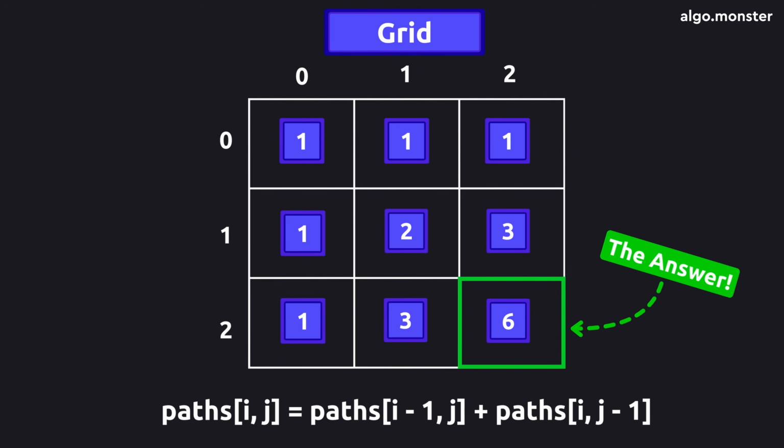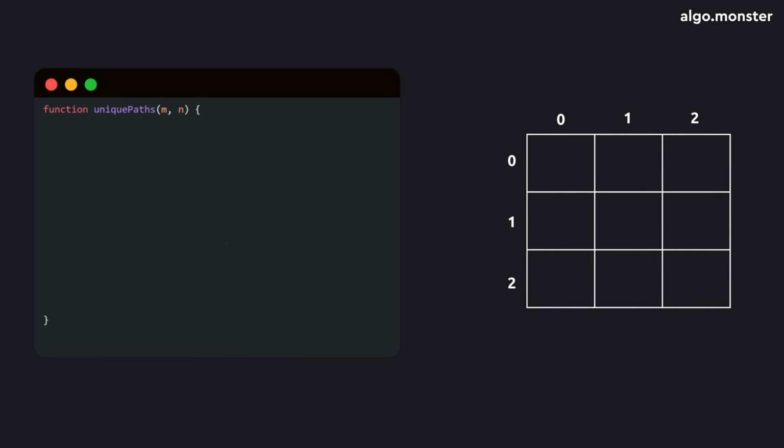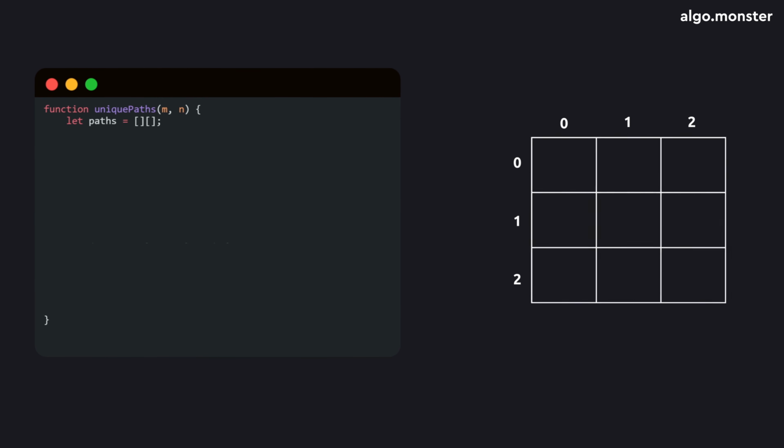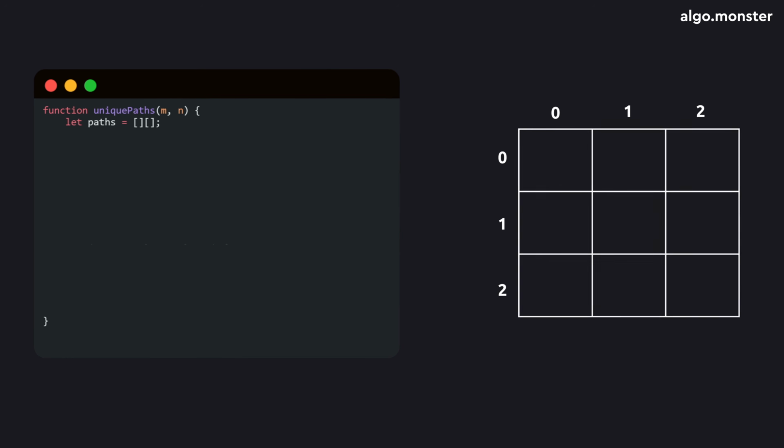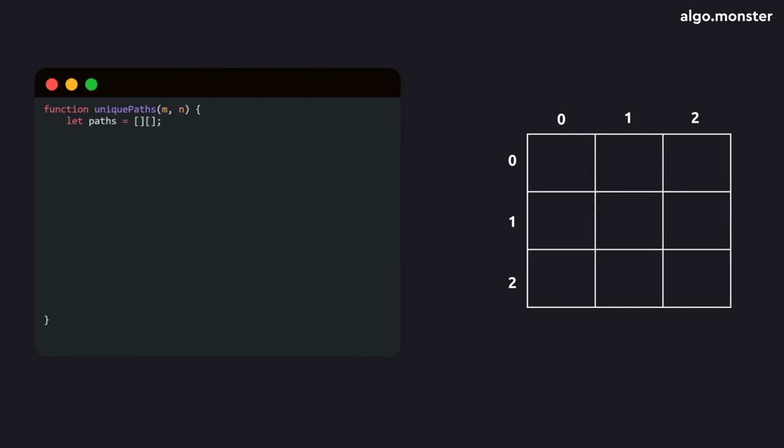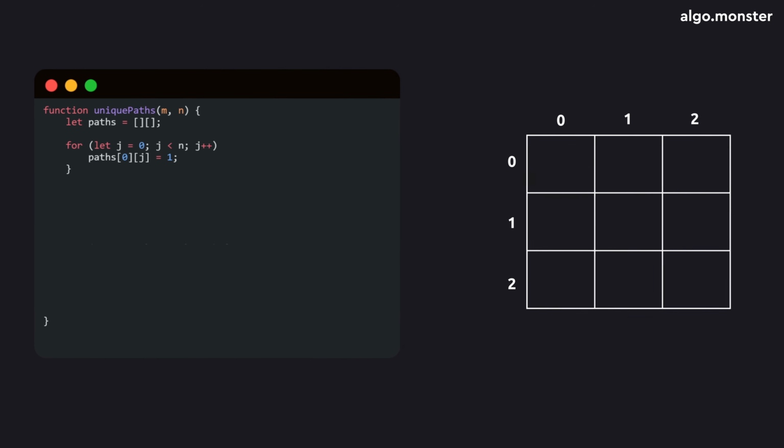Now that the logic is clear, let's turn it into an actual solution. We start by creating an empty table called paths. This is just a 2-dimensional array. It has m rows and n columns, exactly the same shape as our grid. First, we fill the top row with 1s.